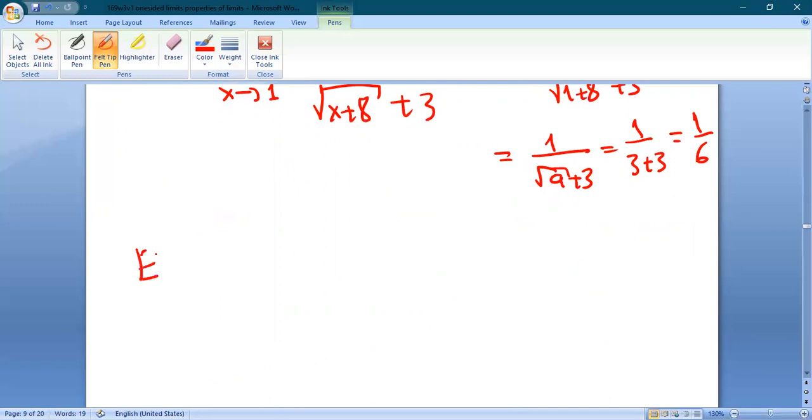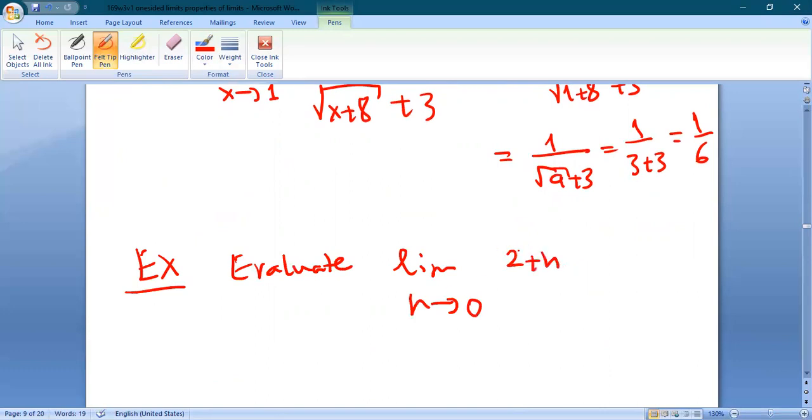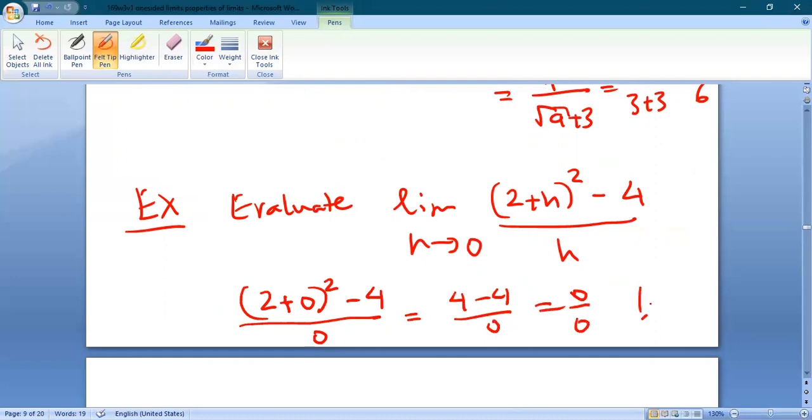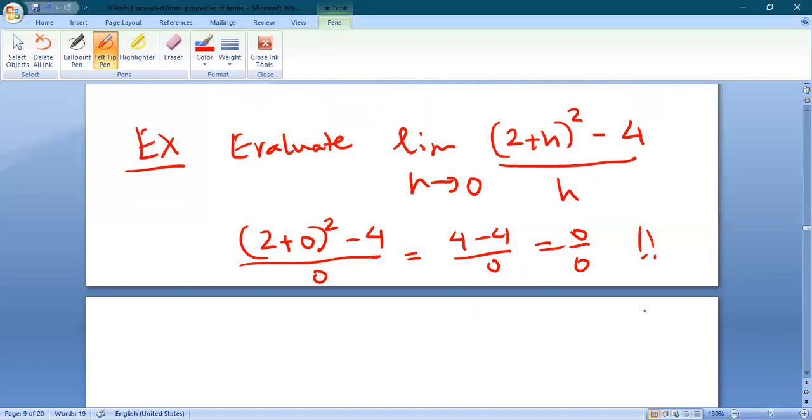Another example, and this is the last example for this. Let's say evaluate the limit as h goes to 0 of (2 plus h) squared minus 4 over h. Now, if you put 0 here, what's going to happen? You are going to have (2 plus 0) squared minus 4 over 0. This is 2 squared, so 4 minus 4 over 0, 0 over 0. Okay. Again a 0 over 0. Well, what can we do?